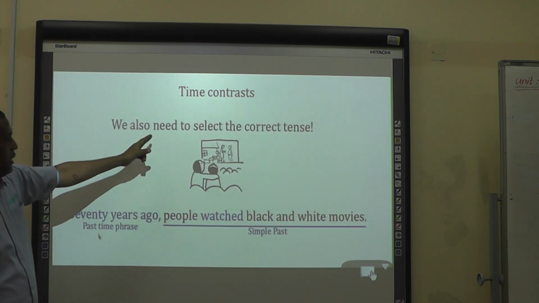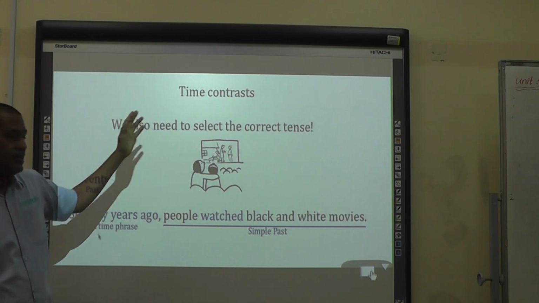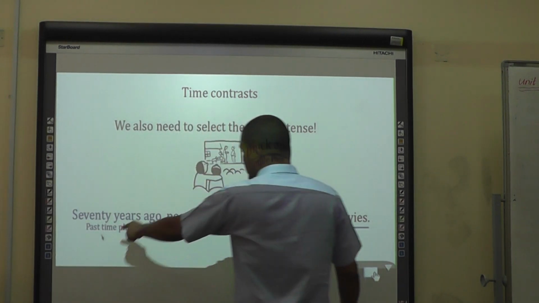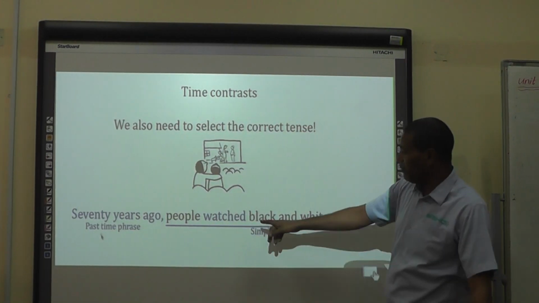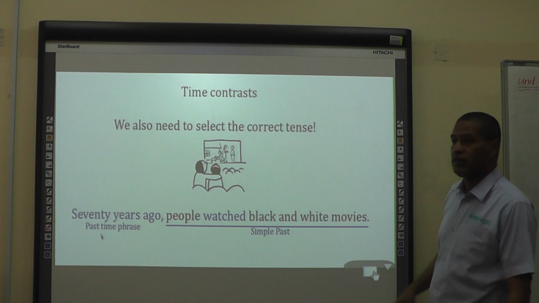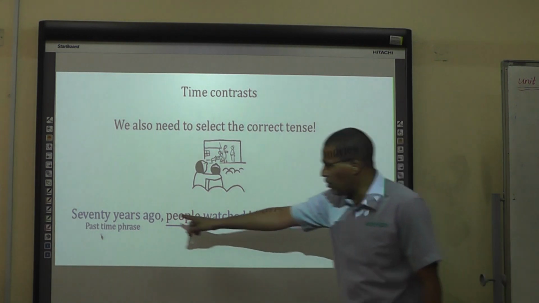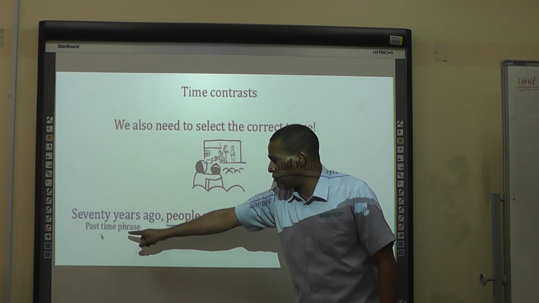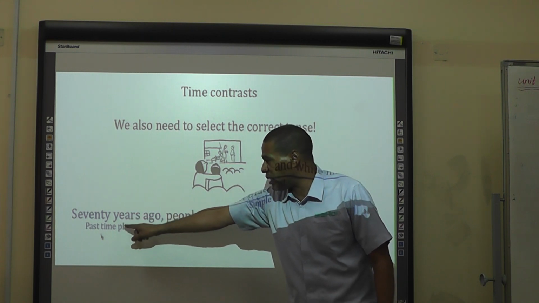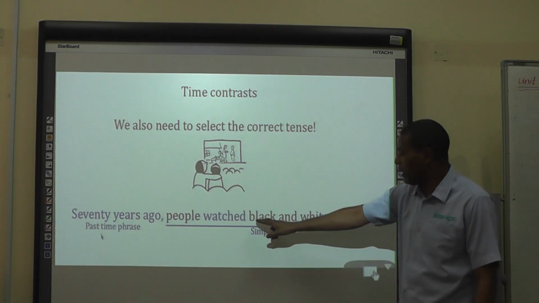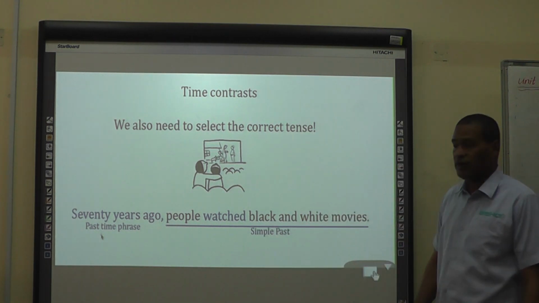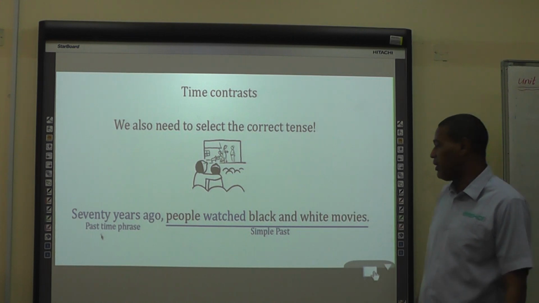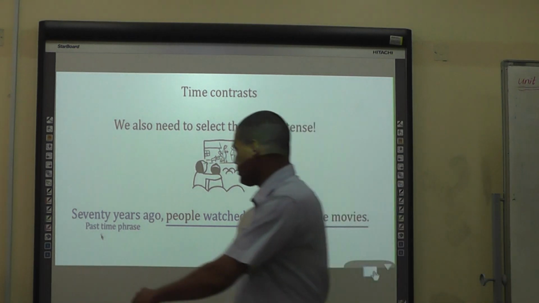We also need to select the correct tense. So if you look at this example, 70 years ago, people watched black and white movies. So if you look here, this time expression is about the past, it's a past time phrase. So here, we're going to use the simple past. So 70 years ago, people watched black and white movies.